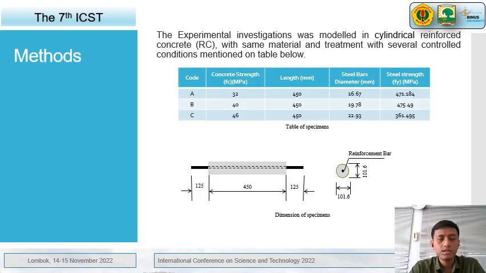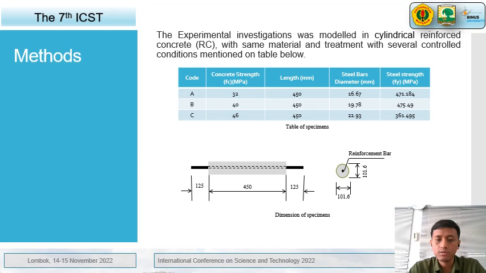Okay, here we come to the next slide, the methods for the experimental investigation. We modeled cylindrical reinforced concrete with symmetrical treatment with several control conditions mentioned on the table below. As we can see from the table of specimens, we categorize by code, concrete strength FC in MPa, length in millimeters, steel bar diameter in millimeters, and steel strength or F yield in MPa. The concrete strength is the actual strength after we made a compression test. There are 32, 40, and 46, and the length is 450, and steel bars are various, and the steel strength is relatively close to each other.